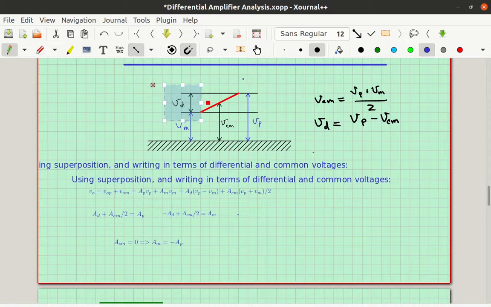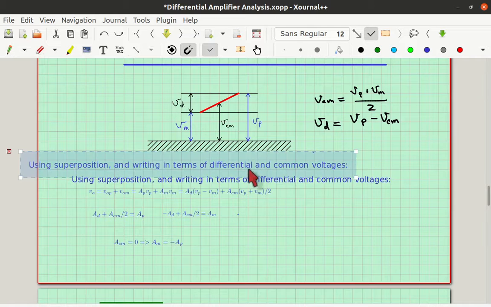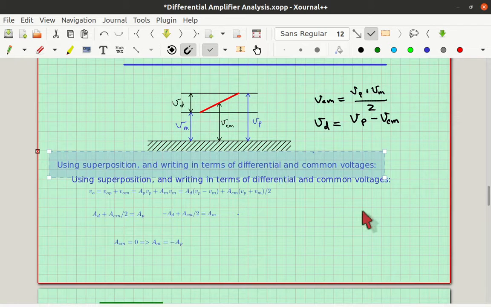So let's look at this mathematically. I'll scoot that over a little bit so you can read it.